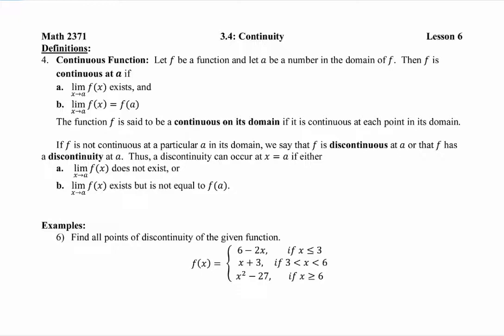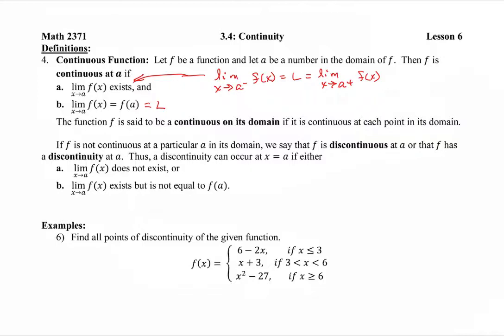In other words, for the limit to exist, the limit as x approaches a from the left of f of x has to equal L, and has to equal the limit as x approaches a from the right of f of x, which also has to equal L. That is what it means for the limit to exist. And the function value has to be L.